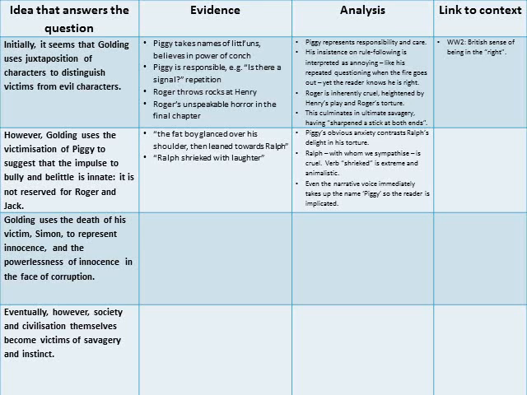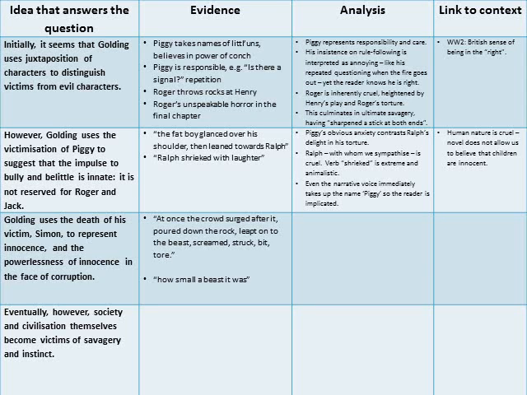And let's take this to context. Golding is showing us that human nature is cruel. The novel doesn't allow us to believe that children are innocent, nor does it allow us to believe that we are innocent. For my third point, I'm going to look at that moment of the death of Simon. So I'll look at that shocking description of the crowd. At once the crowd surged after it, poured down the rock, leapt onto the beast, screamed, struck, bit, tore. And then we're told in the aftermath how small a beast it was.